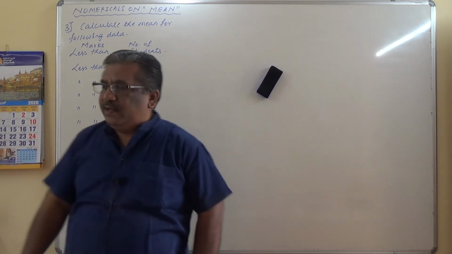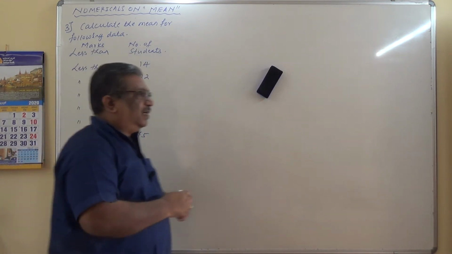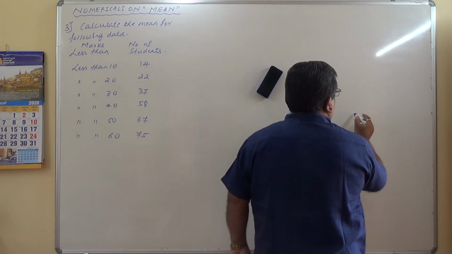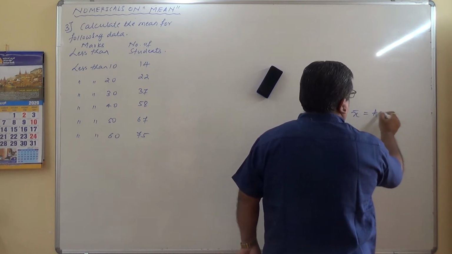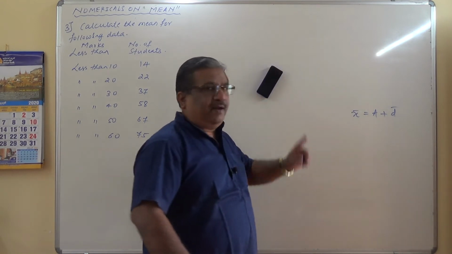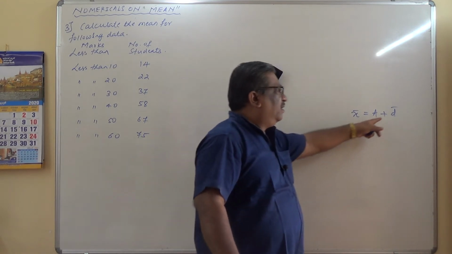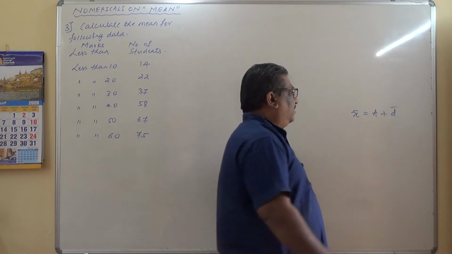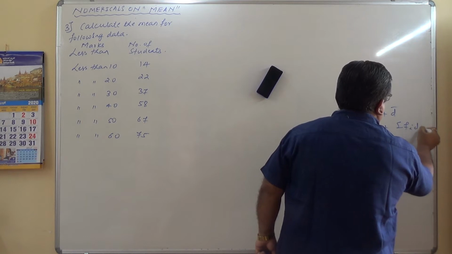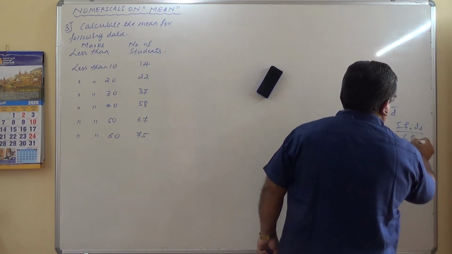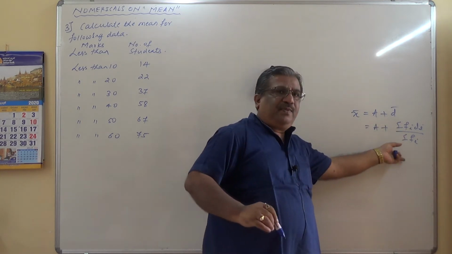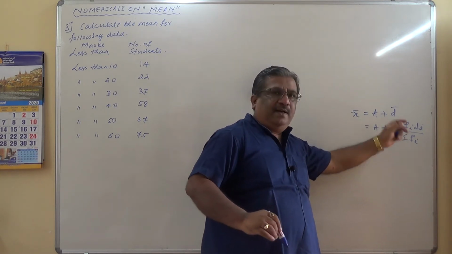So for the assumed mean method, what are the columns that I require? First I'll write the formula in rough here. x bar is equal to a plus d bar. D bar is nothing but the arithmetic mean of the deviations. If that is the case, this can also be written as a plus sigma fi di divided by sigma fi. Is it clear to you why I wrote d bar here? D bar means sigma fi di divided by sigma fi. That also you should know.